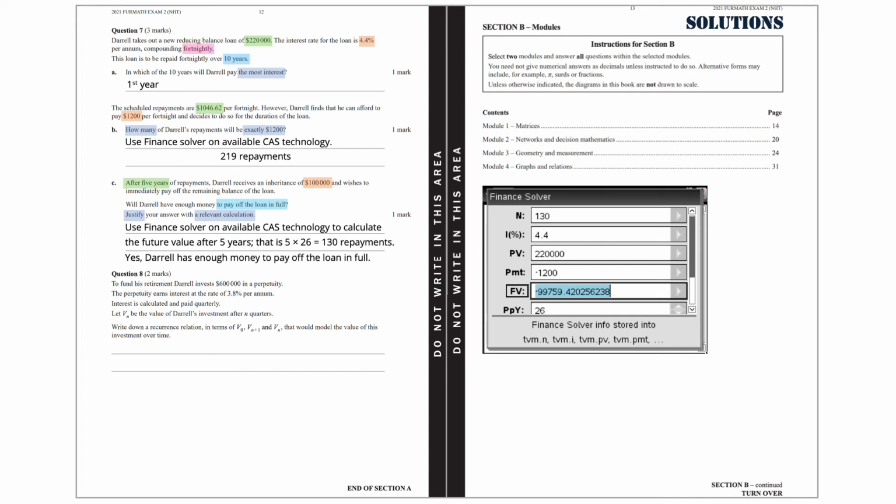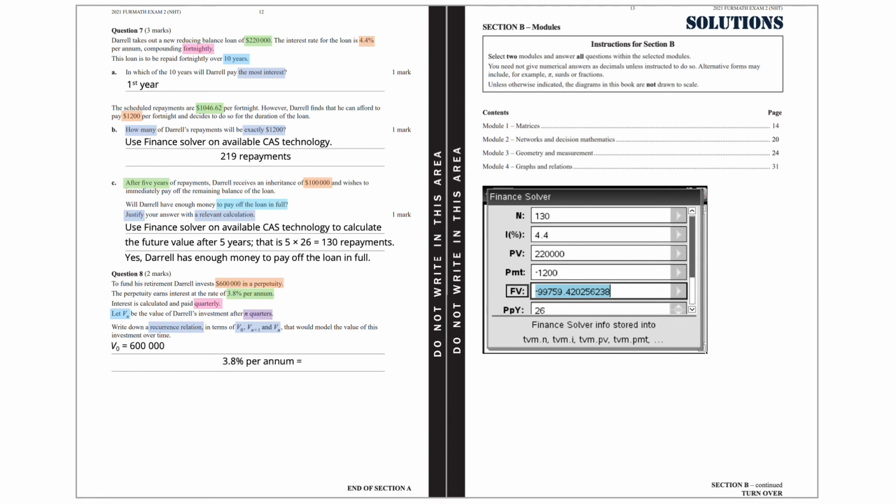Question 8. To fund his retirement, Daryl invests $600,000 in a perpetuity. The perpetuity earns interest at the rate of 3.8% per annum. Interest is calculated and paid quarterly. Let Vn be the value of Daryl's investment after n quarters. Write down a recurrence relation in terms of V0, Vn plus 1, and Vn that would model the value of this investment over time. So let's start with V0, which is $600,000.